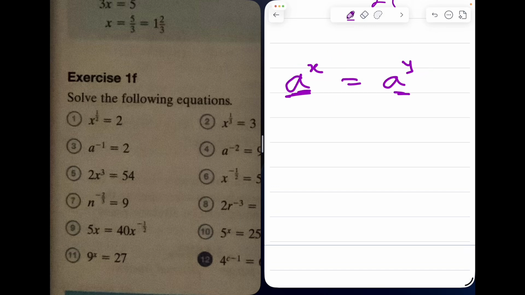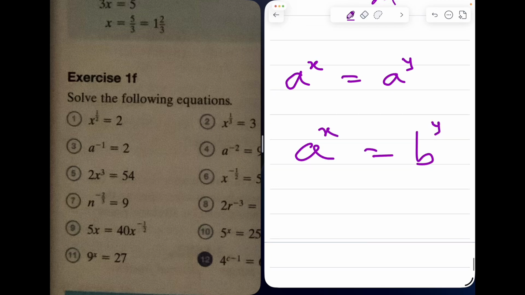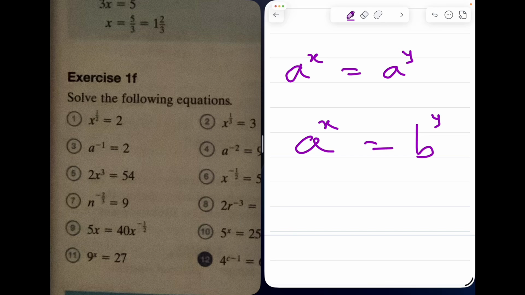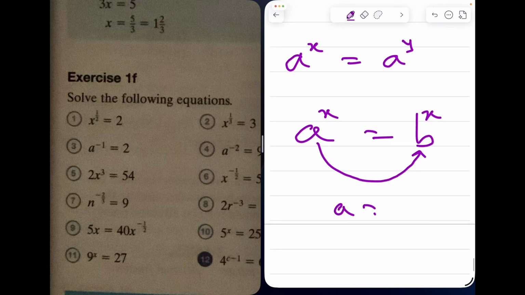If I also have a raised to power x equals b raised to power x, here we see that it is the powers that are the same. And what that simply means is that we can also equate the bases. That means a equals b. Where the bases are the same, it means x equals y. The powers are the same.